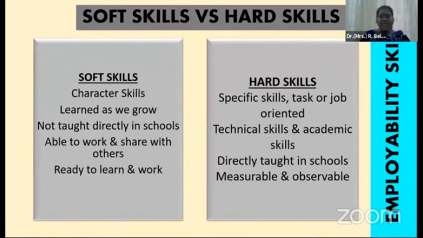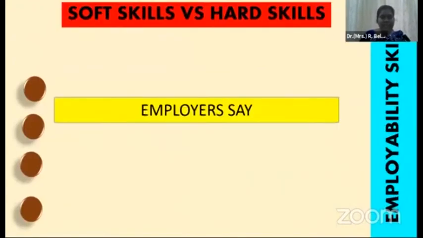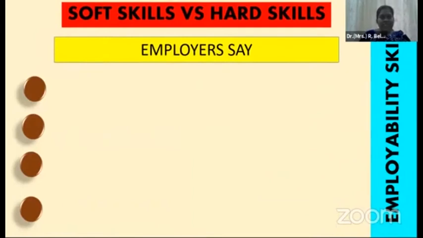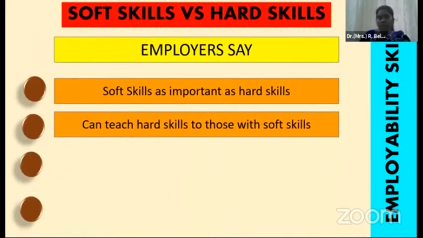Hard skills are very specific skills, task or job oriented, technical skills and academic skills directly taught in schools, measurable and observable. Okay, I'm going a little fast, please bear with me. Okay, soft skill versus hard skill, what do employers say? Soft skill is as important as hard skill. Just having education alone, all work and no play makes Jack a dull boy, like that.